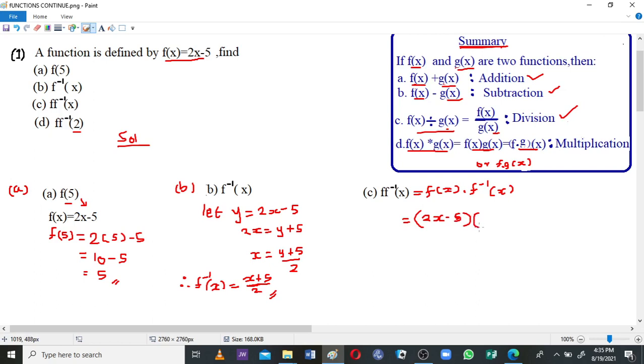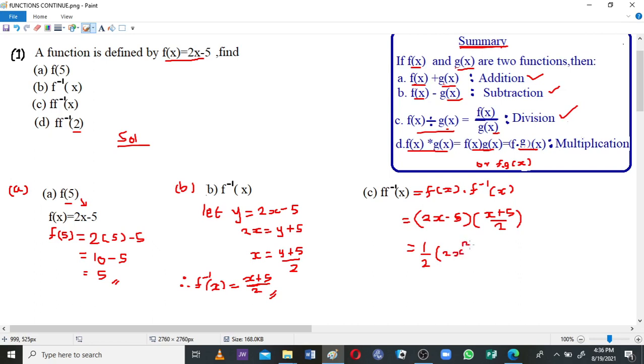Now this will be multiplied by, look at our inverse, which we just calculated, (x plus 5) over 2. So this is what we found as our inverse function. Now we are going to multiply. If you multiply this, let me just write this. We are going to get half, and you're going to get 2x squared.